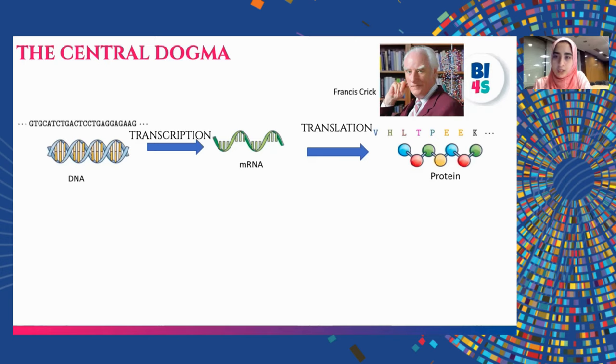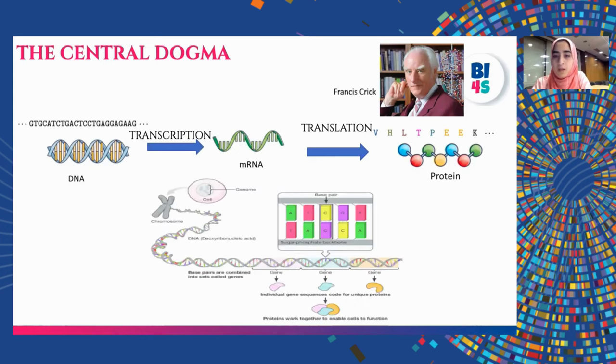So according to this dogma, DNA is the ultimate instruction guide. All the information that an organism has is present within the DNA. That information is converted to mRNA, which then forwards the message to the ribosome. And the ribosome then decodes the message from the mRNA in the form of proteins. So we have our genes. Genes form proteins, and different proteins can combine together to form a particular function.